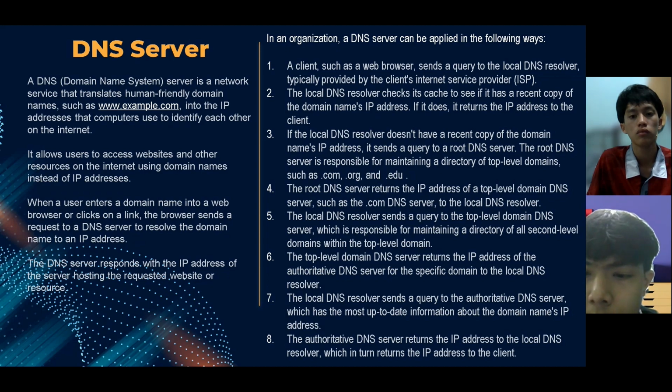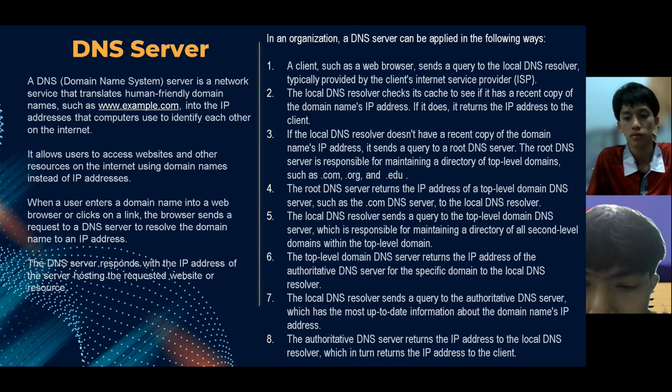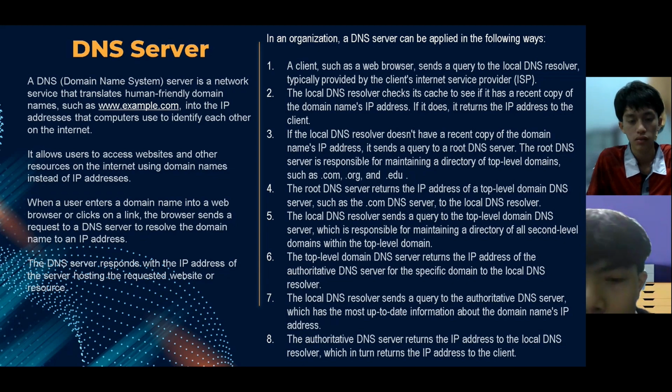The root DNS server is responsible for maintaining a directory of top-level domains such as .com, .org, and .edu. Fourthly, the root DNS server returns the IP address of a top-level domain DNS server, such as the .com DNS server, to the local DNS resolver. The fifth step was the local DNS resolver sends a query to the top-level domain DNS server, which is responsible for maintaining a directory for all second-level domains within the top-level domain.